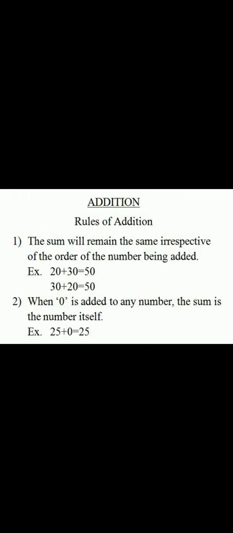There are some rules of addition. The first one: the sum will remain the same irrespective of the order of the numbers being added, which means in addition we can change the order of numbers. Like in the first example, 20 plus 30 gives 50, and if you add 30 plus 20, again we get 50. That means in addition we can change the order, which will not affect the result.